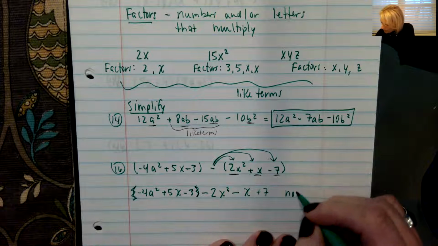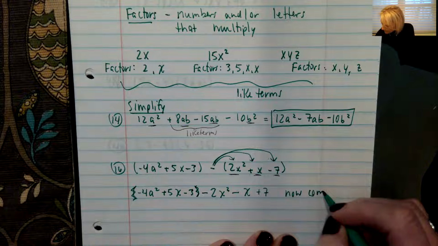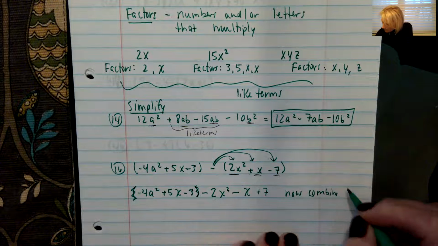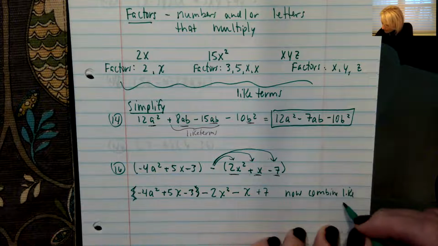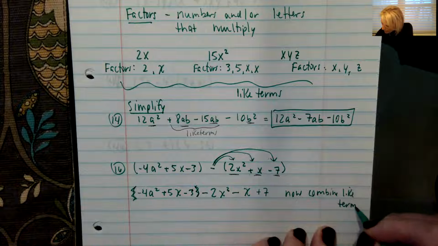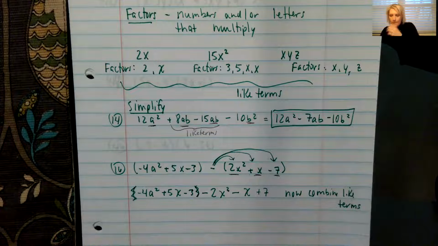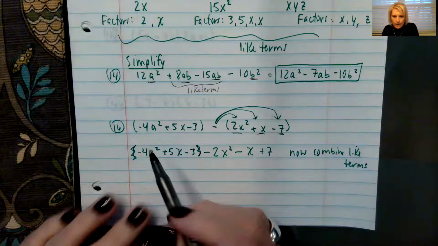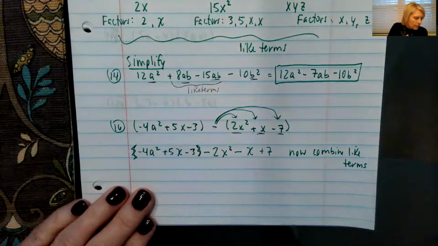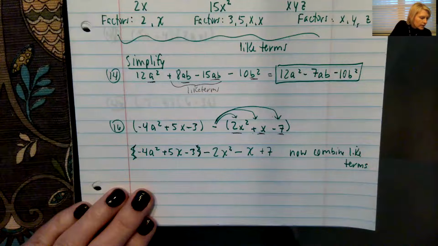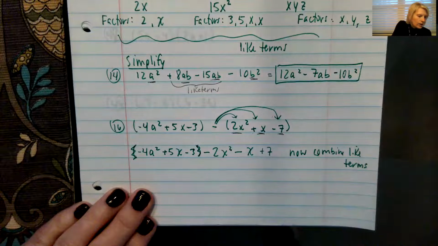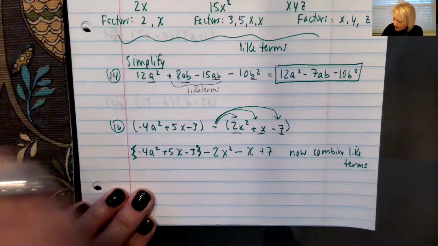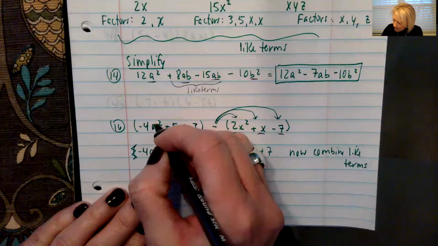So now combine like terms. Okay. So I'm going to go through and just circle the things that are like. So I have this, this is 16, right? And I don't know why I wrote A's here because this was not an A, that was an X.